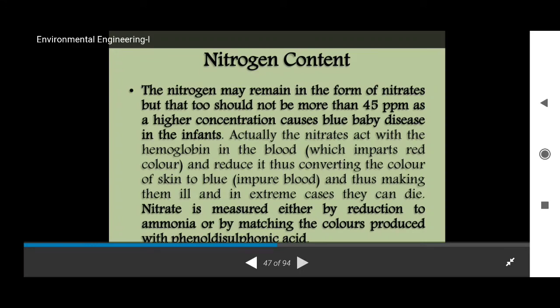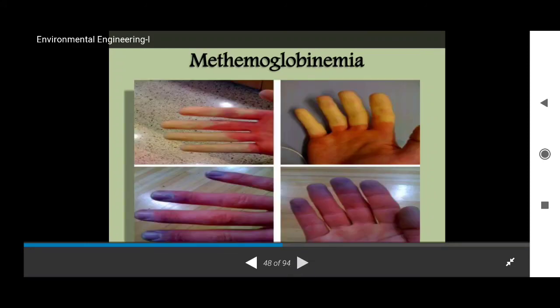Then nitrogen may remain in the form of nitrate, but that too should not be more than 45 ppm, as a higher concentration causes blue baby disease in infants. Actually, the nitrate reacts with the hemoglobin in the blood, which imparts red color, and reduces it, thus converting the skin of the child to blue color, right? Nitrate is either measured by reduction to ammonia or by matching the colors produced with phenol disulfonic acid, right? Here you can see the cases of blue baby disease. This is due to the presence of nitrate inside the water, potable water.